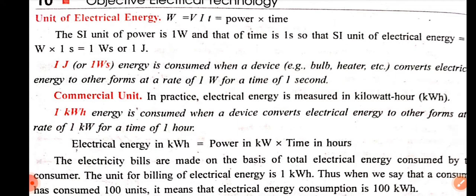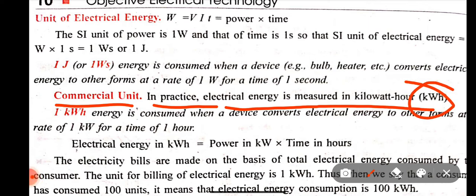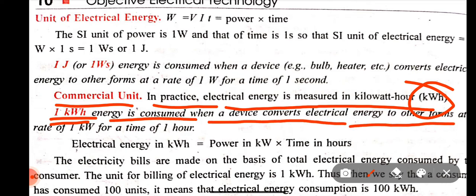Now we should know about another point, the commercial unit of energy. In practice, electrical energy is measured in kilowatt hour, right? In practice, electrical energy is measured in a kilowatt hour. So 1 kilowatt hour of energy is consumed when a device converts electrical energy into another form at the rate of 1 kilowatt for a time of 1 hour.